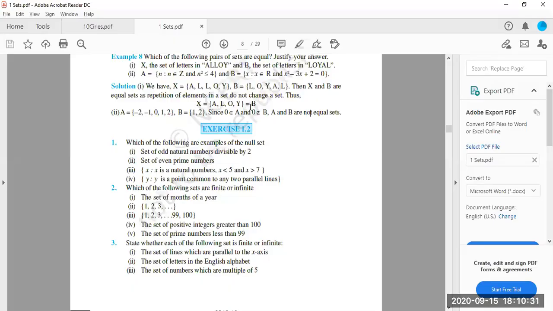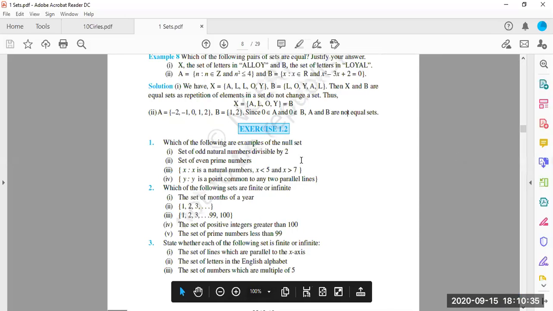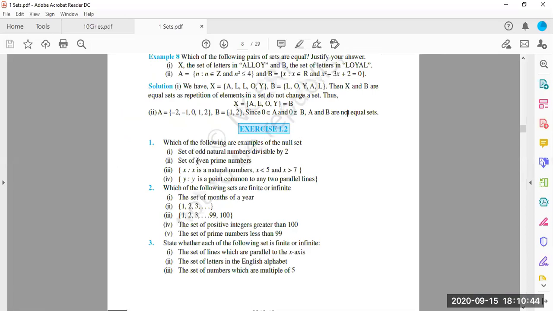Yes, students. Now we can spend maybe 5 more minutes on doing these sums. So this is exercise 1.2. Ishma, please read the first sum.